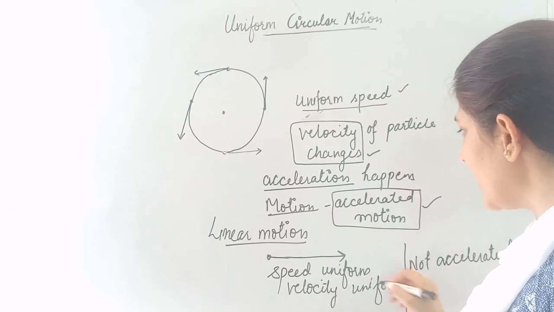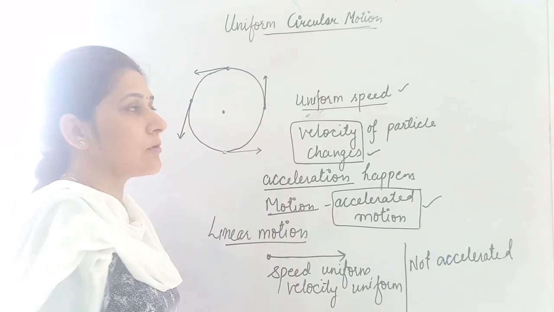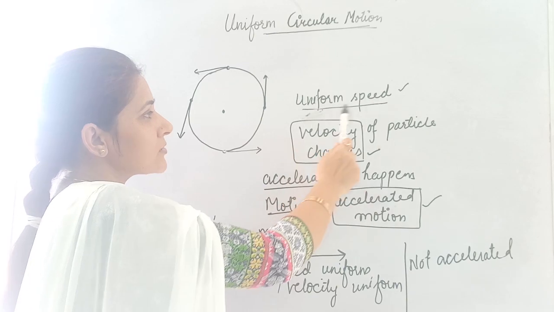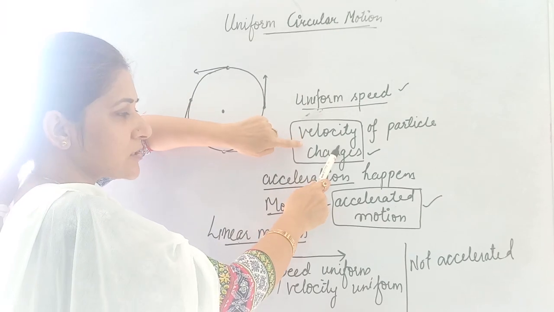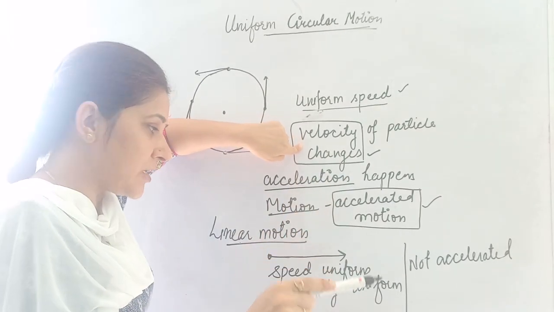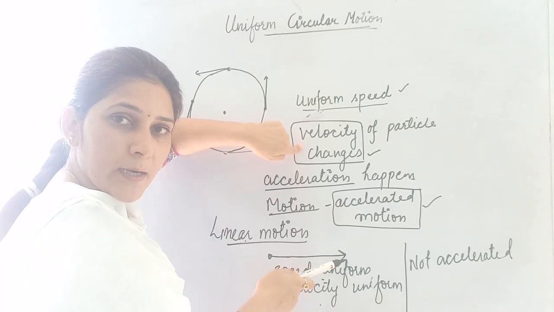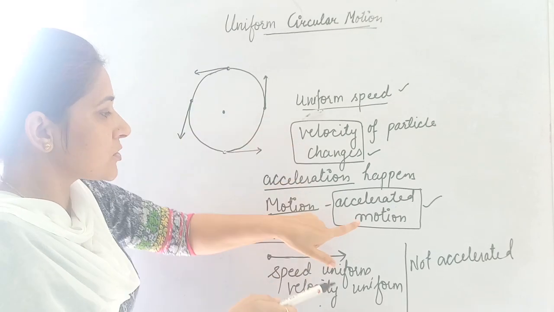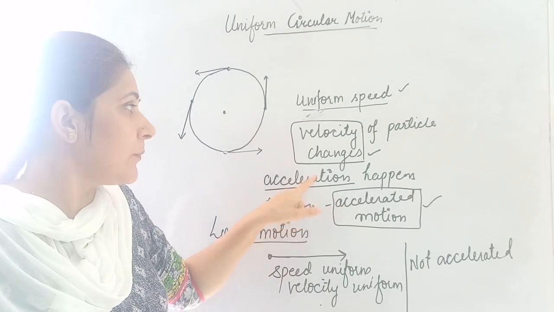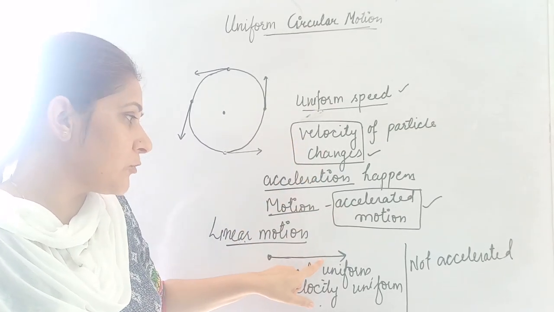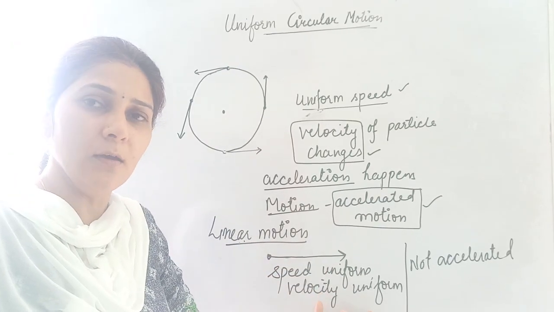So here we can differentiate the motion of a particle in linear direction and in circular direction. In circular motion, it has uniform speed. In linear motion, it also has uniform speed. In circular motion, velocity changes because the direction of the particle at every point changes, but in linear motion the velocity remains constant because the particle is moving only in one direction. In circular motion, the motion is accelerated because of change in velocity. But in linear motion, there is no acceleration because there is no change in velocity.